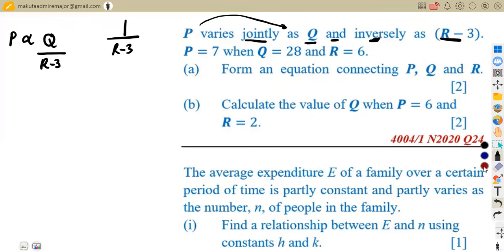All right, let us take our question now. Form an equation. You see the same part here.